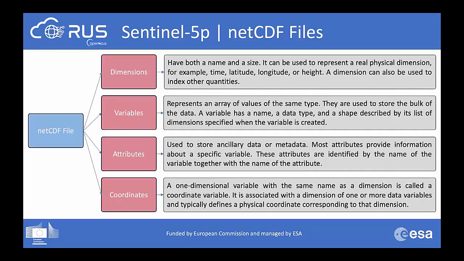Knowing that, you have to know that every netCDF file has a specific structure, with specific elements that form the netCDF file, and where you will find the actual measurement of, in this case, the satellite. The four things you have to remember are that a netCDF file has dimensions, variables, attributes, and coordinates. A netCDF dimension has both a name and a size, and can be used to represent a real physical dimension. For example, the dimension for time, latitude, longitude, or height. Don't worry if those concepts are a little bit abstract for you now.